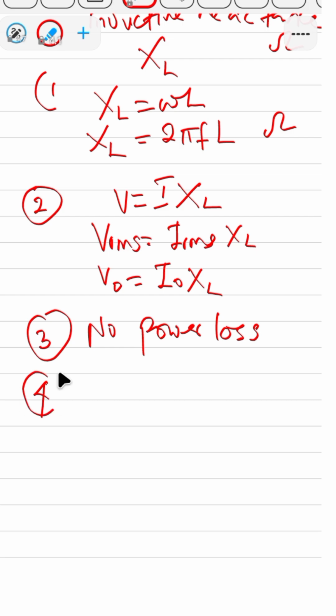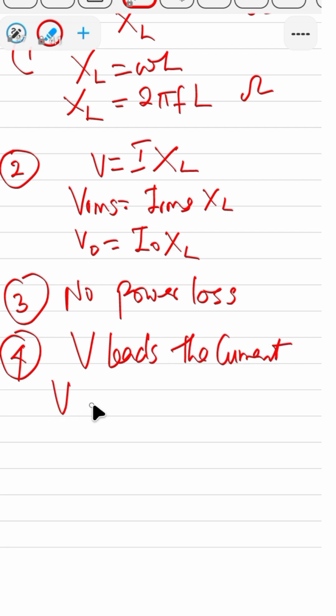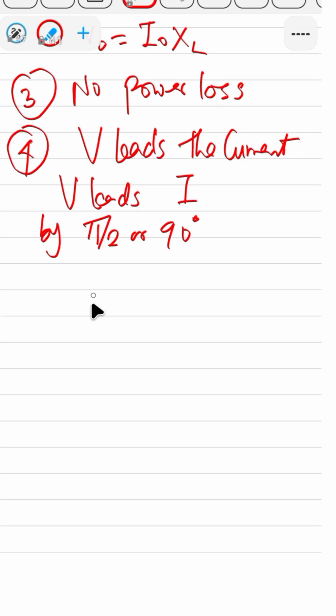Then the fourth one is that in this case, the voltage is leading. So voltage leads the current. You can say V leads I. That means I is lagging, and voltage leads current by the phase angle of pi over 2, or you can say 90 degrees. So if you draw the diagram, the voltage will be leading. Anyhow you want to draw it does not matter.